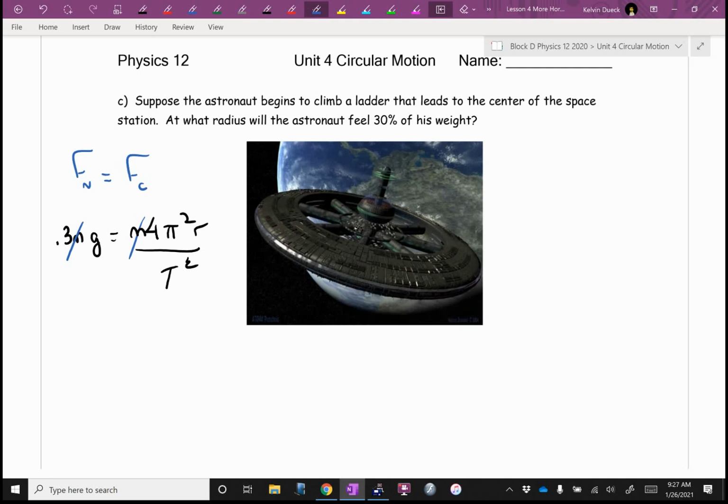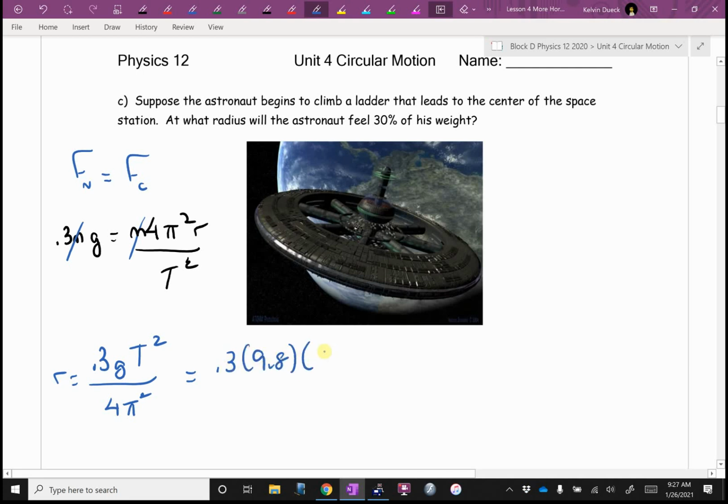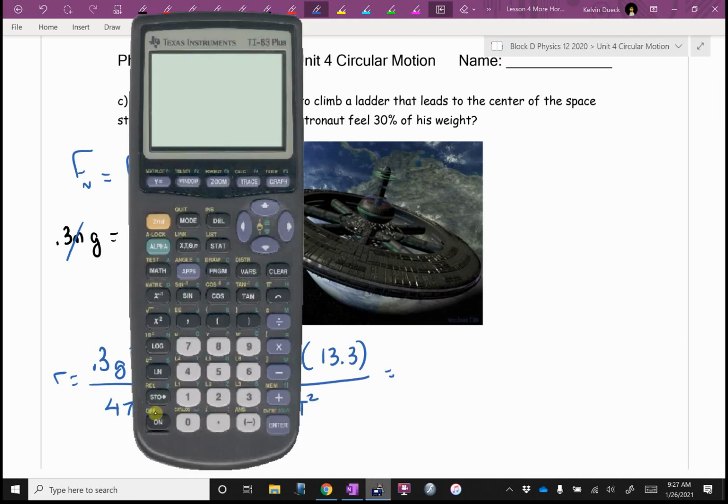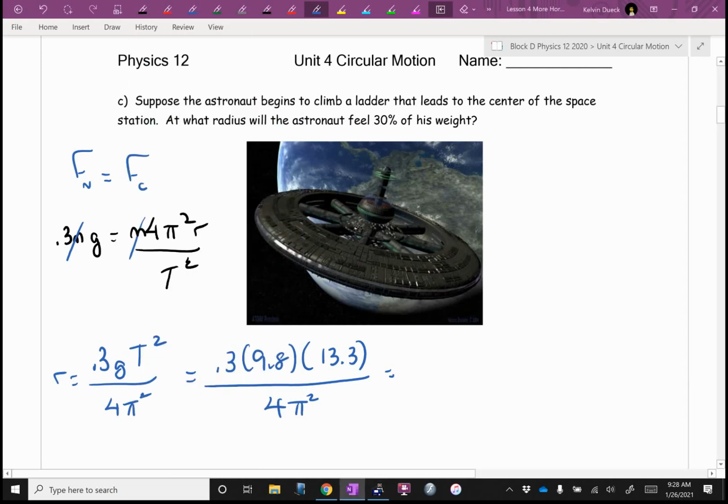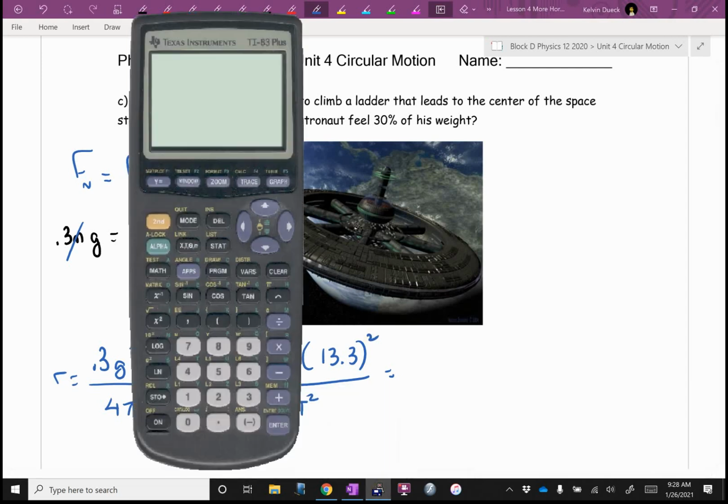So you're telling me, Noah, and I think you're right, that 0.3 g times t squared divided by 4 pi squared equals r. But do you mind, Noah, can I put the r equals on this side? Because that's where we're used to seeing it by itself. So it's going to be 0.3 times 9.8, what was the period, 13.3? All over 4 pi squared. Thank you. I would have forgotten that. Squared.